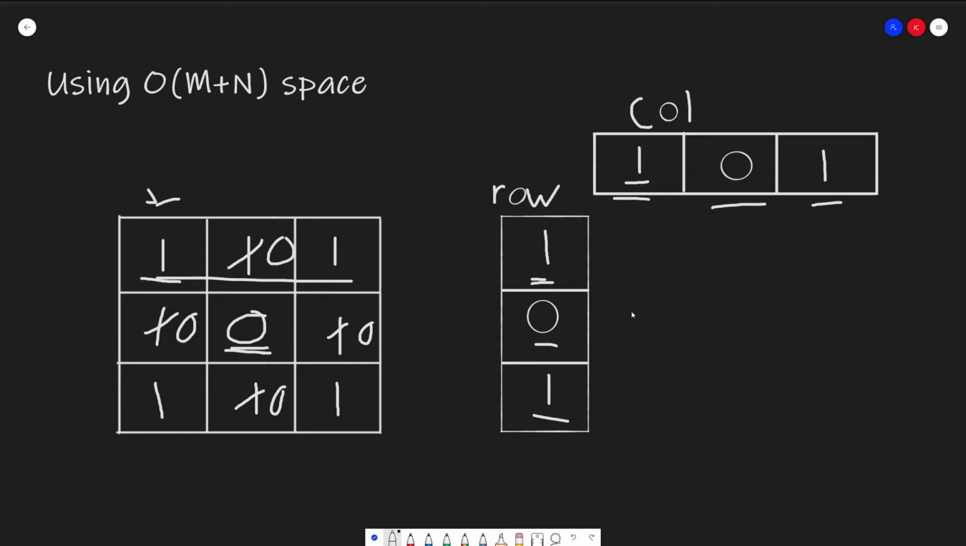This is nice in two ways because one, our runtime is now O of m times n, and our space now is O of m plus n because we are only using an array for our column and our row.